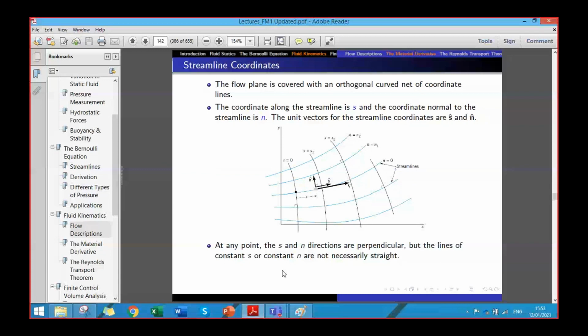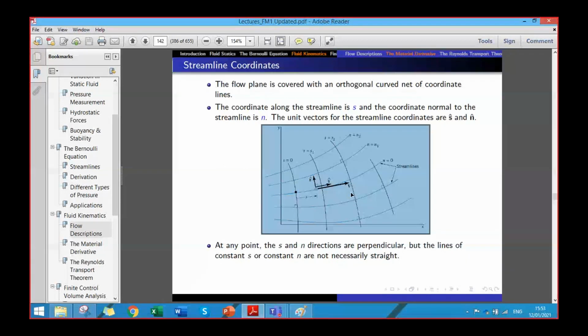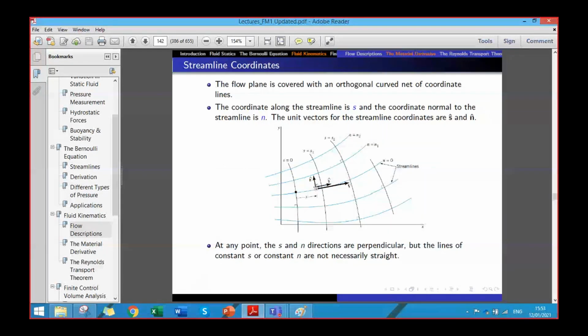So we define the streamline coordinate along the velocity always, because we know that velocity is tangent to the streamline. We define the streamline direction along the velocity vector. So the velocity vector depends on the streamline coordinate and the normal coordinate, right? Is it clear? We know that the velocity vector will depend on the s as well as the n direction.